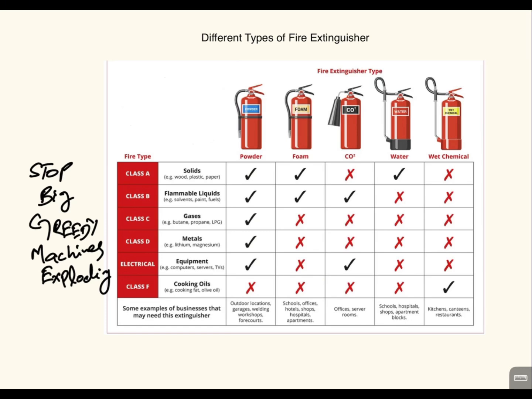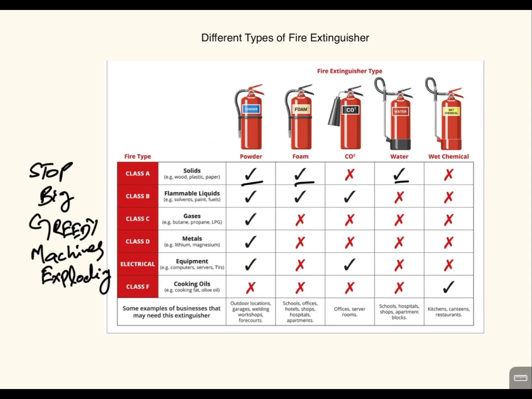for those things like solid things like wood, plastic, paper. If that stuff burns, which fire extinguisher can we use? For this particular stuff, class A, powder, foam, and water can be used, right?